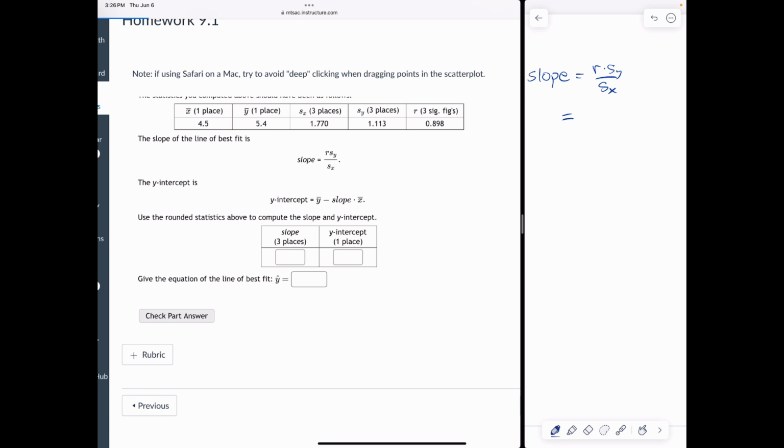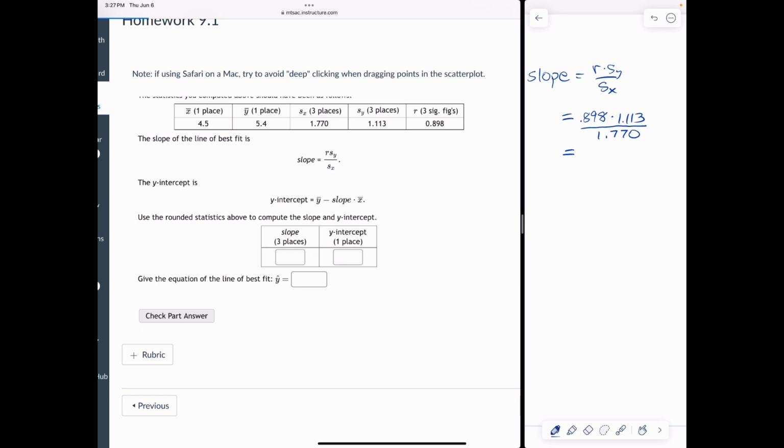Okay, so the r value was 0.898 times sy, which we're going to do 1.113, and then over sx, 1.770. Okay, so we'll do that real quick. I'm just going to use a real calculator so I can leave that on the screen. So it's simple enough to do.